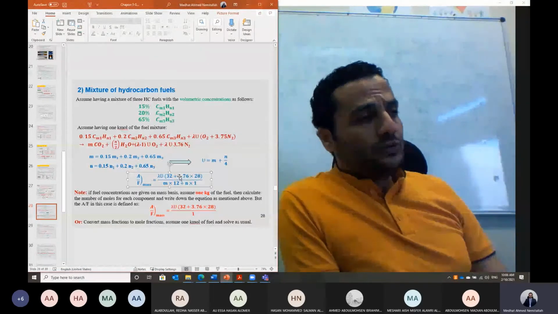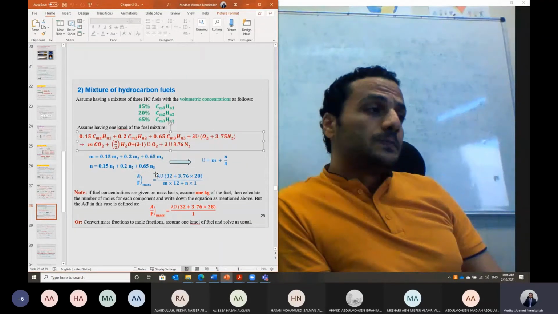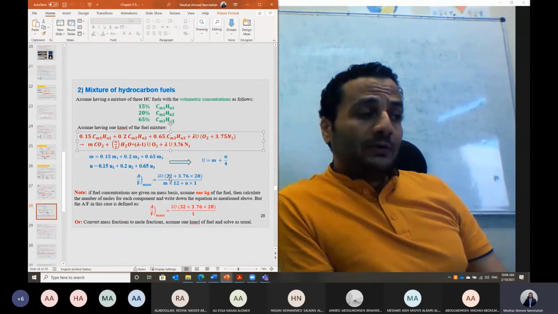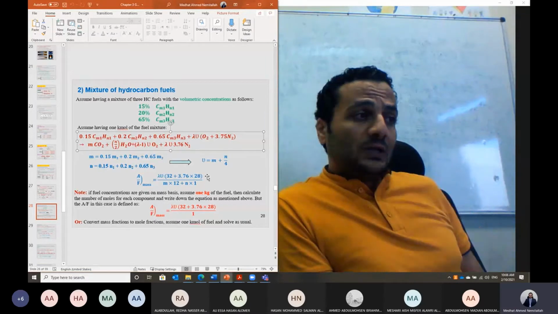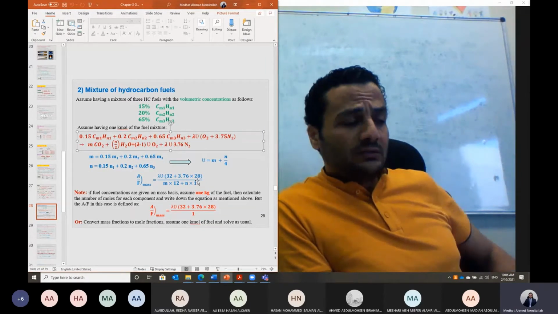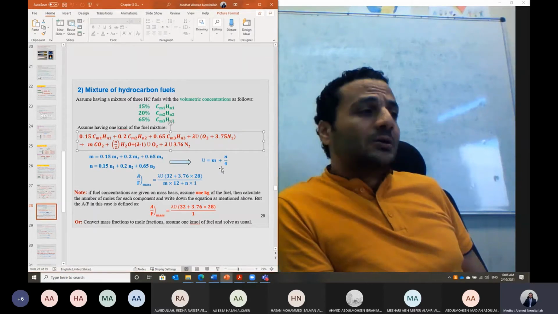And the air to fuel ratio will be calculated the same way. This is the air: the number of moles is lambda gamma multiplied by the molecular weight of O2, which is 32, plus 3.76 multiplied by the molecular weight of N2, which is 28. This is divided by the mass of the fuel. We have 1 kilomole of the fuel in this case, so it will be equal to m, the number of carbon atoms, multiplied by the molecular weight of carbon, plus n multiplied by 1.